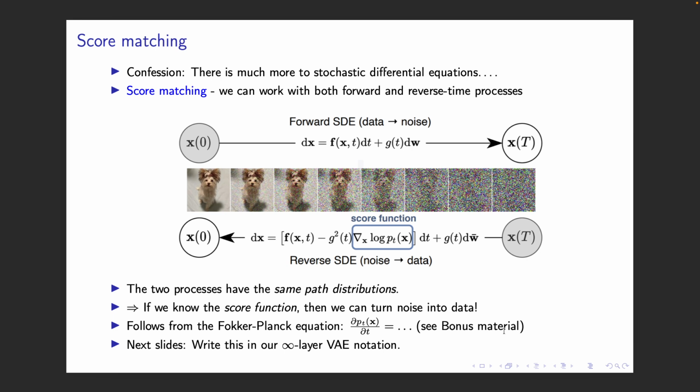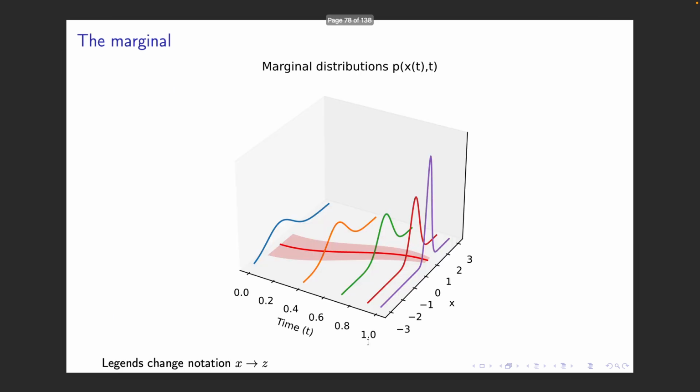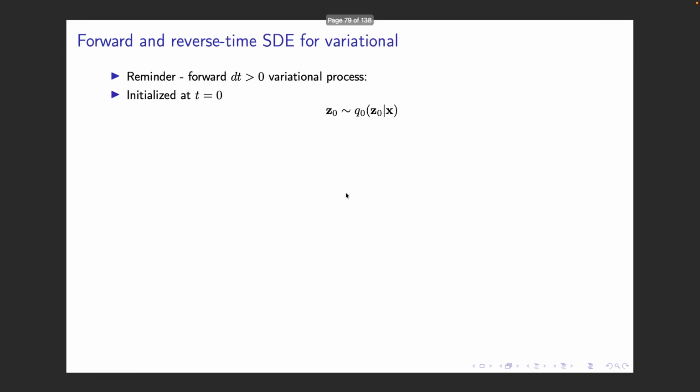I have given a 1D derivation of that in the bonus material, but we will just use our result from the previous lectures to derive this. That is the important thing here. I also said that already: the score function is the gradient of the log of the marginal distribution. So that is the important quantity here.